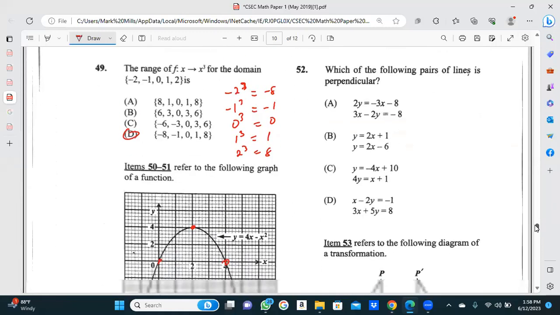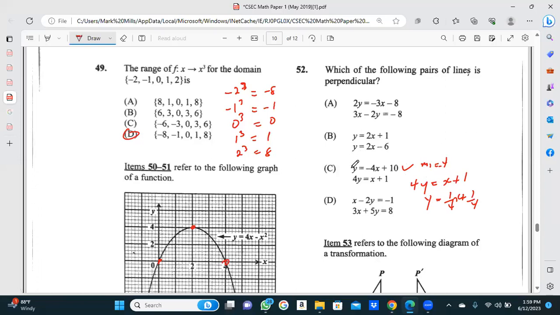All right. Which of the following lines is perpendicular? C. See, we don't know. We have to check and see. Okay, let me see. The m here is -4, right? Now this one, if I transpose, I'll get 4y is equal to x plus 1. So y is equal to 1/4x plus 1/4. Okay. So from what I'm seeing, it is C.